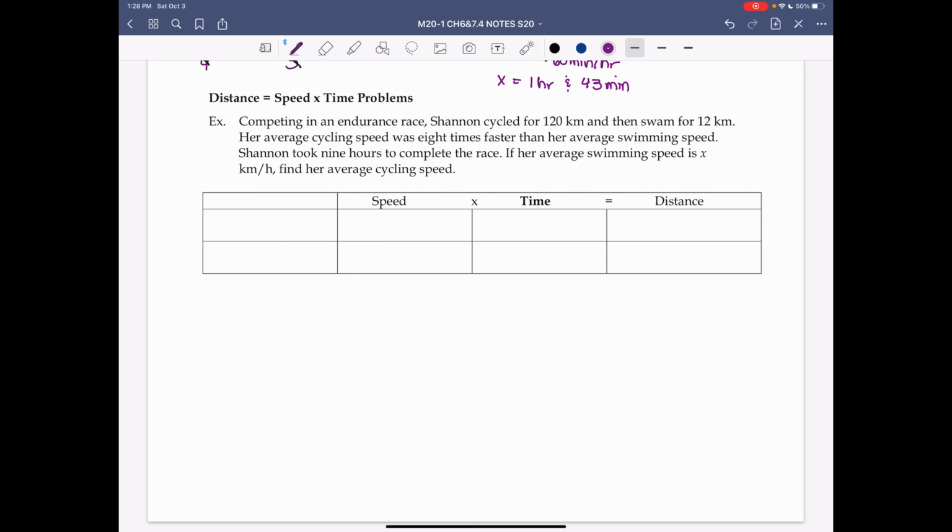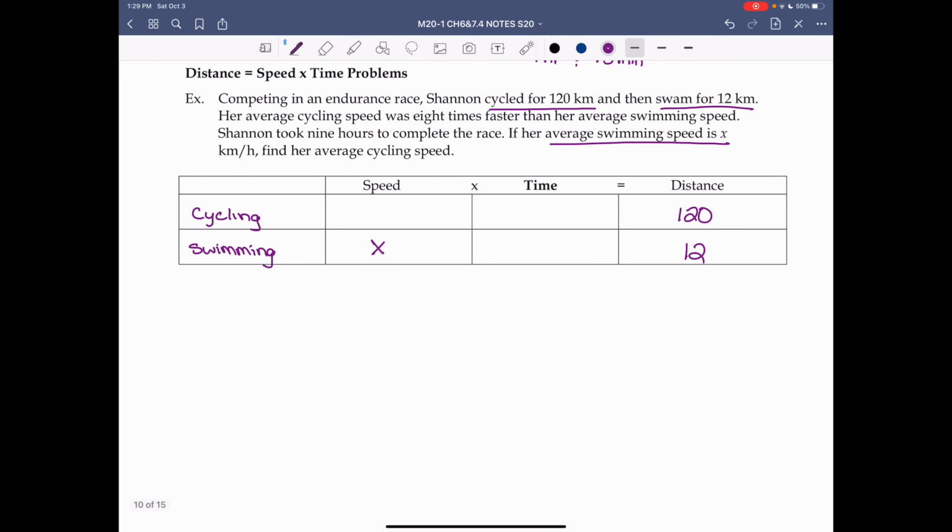So we have two different activities. We have cycling and swimming. It tells us her average swimming speed is x. So speed, swimming, that's x. It also tells us that she cycled for 120 kilometers. So the distance for cycling is 120 and swam for 12 kilometers. Her average cycling speed was 8 times faster than her average swimming speed. Her average swimming speed is x. So her average cycling speed was 8x.